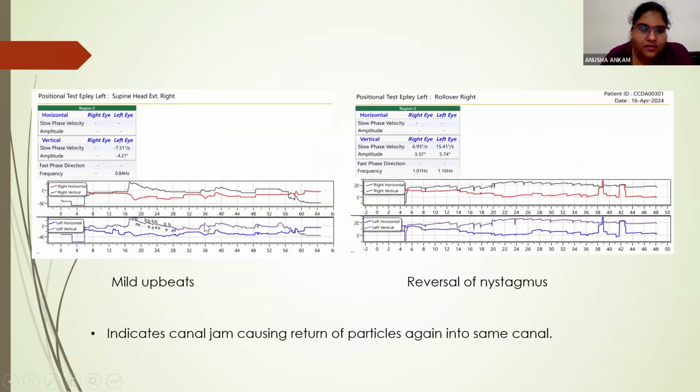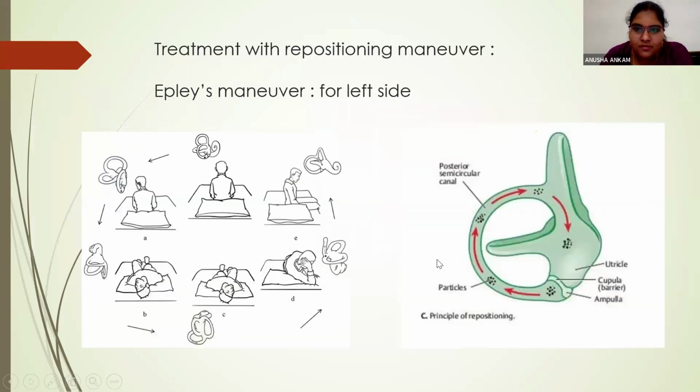And then the next step, there is not much nystagmus, but a very mild few upbeats are there. Coming to the next, rolling over to the other side, the right side, there is reversal of nystagmus. That means upbeats are converted into downbeats here. So what is happening here is that it got moved up to here. That means two steps it got moved.